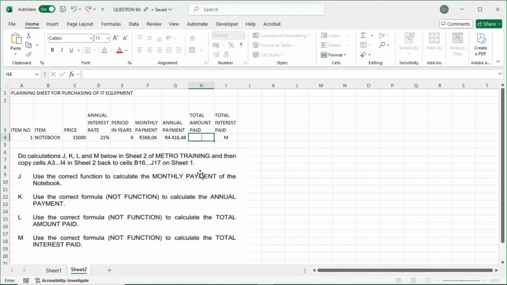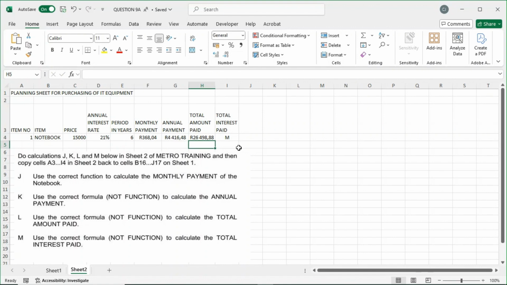Now we need to determine the total amount that we are going to pay over the period of 6 years. So we take the annual amount and multiply by the 6 years. Okay, so there we have a total of 26,498 rand, 88 cents.